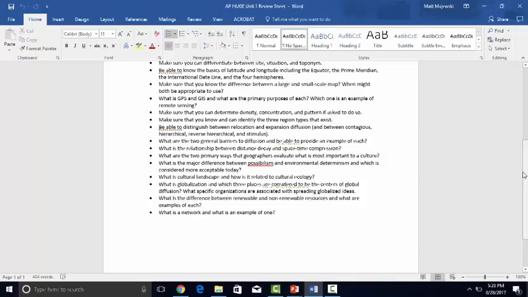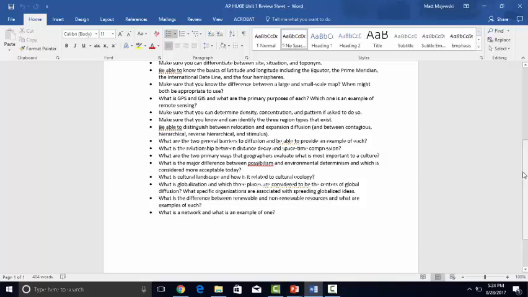Be able to distinguish between relocation and expansion diffusion. Well, relocation is when people move to a new location and they take their customs with them and start practicing them in the new place, like most ethnic groups do when they come to a new country.